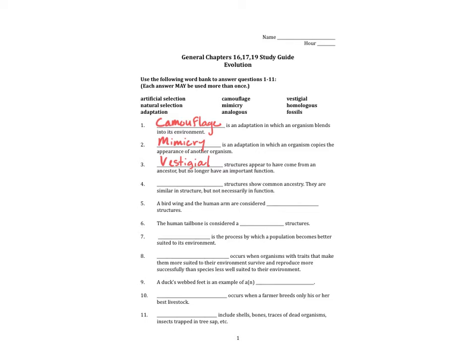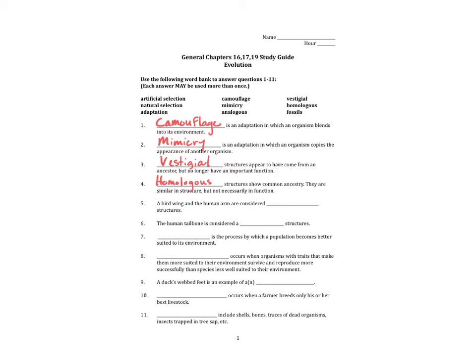Number 4 should say homologous structures show common ancestry, and that's because they are similar in structure but not necessarily function. So for example, you could look at birds. All birds have wings, but not all birds use their wings for flight. So the wings on a penguin are used for swimming, whereas the wings on a duck are generally used for flight. They're similar in structure, but now they have evolved to have different functions.